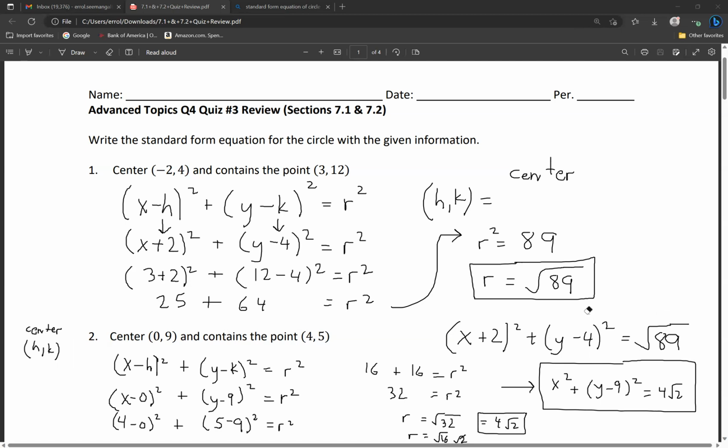All right, 1 and 2. Write standard form equation for circle with given information. Or take a picture of that. I got it, I'm writing everything down. All right, and then I'll go on to 3.